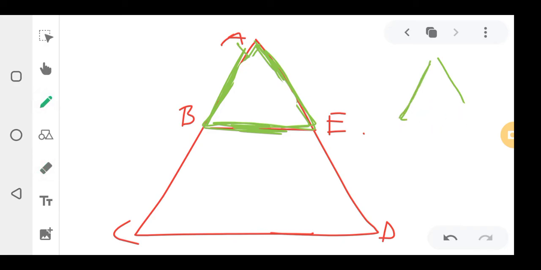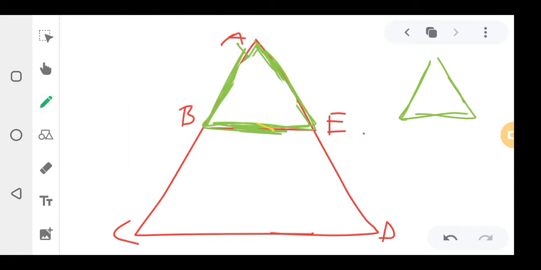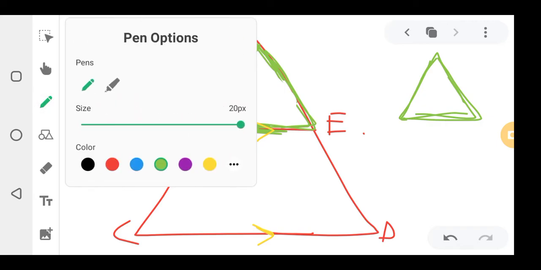So the ability to split this into two triangles. Of course, these two lines are always parallel. This line here is parallel to this one. So the first smaller triangle is this one. And now we have to find the larger triangle. The smaller triangle is the one that's on top.